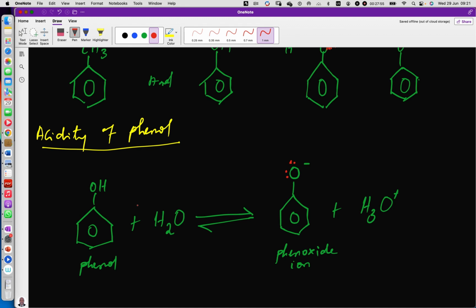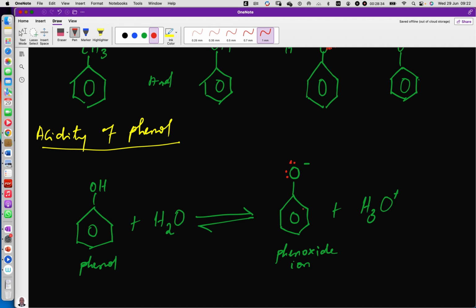What is a conjugate base? Remember that every acid has a conjugate base and every base has a conjugate acid. The conjugate is the particle that is left. For instance, a conjugate base is the particle that is left after the acid has donated the proton. So after the phenol has donated the proton, the phenoxide ion is the conjugate base.